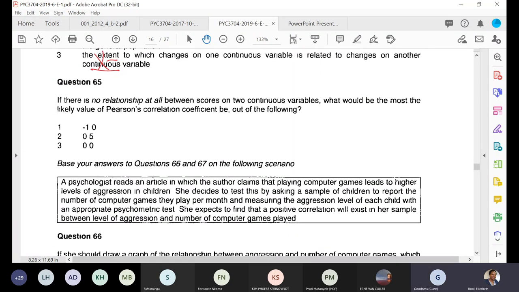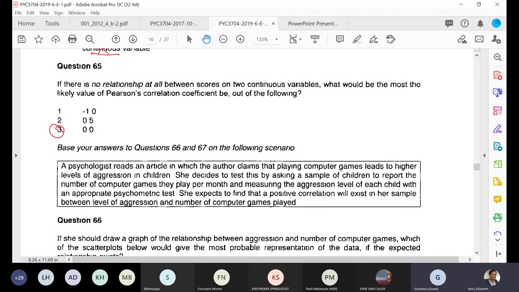If there is no relationship at all between the scores, what would be the most likely value? Zero. That would be zero.